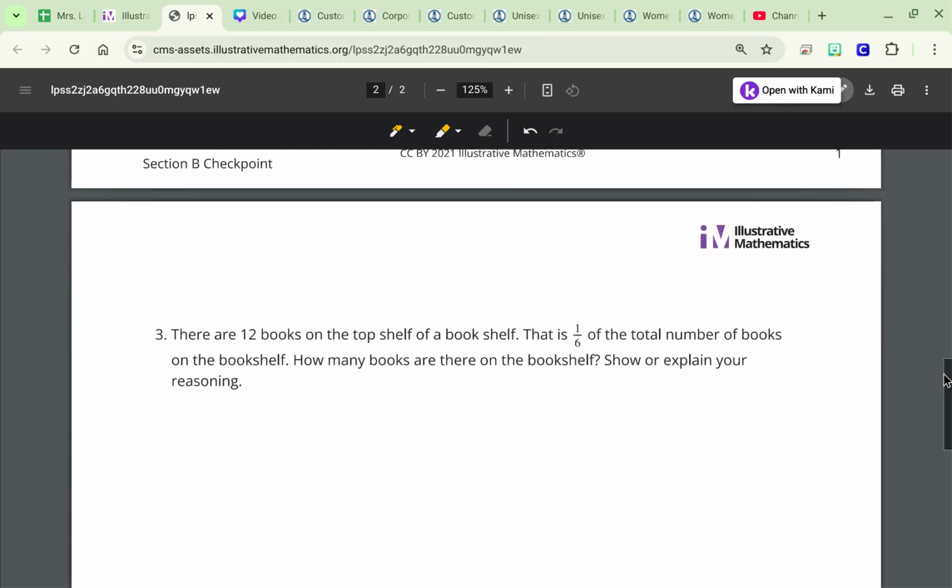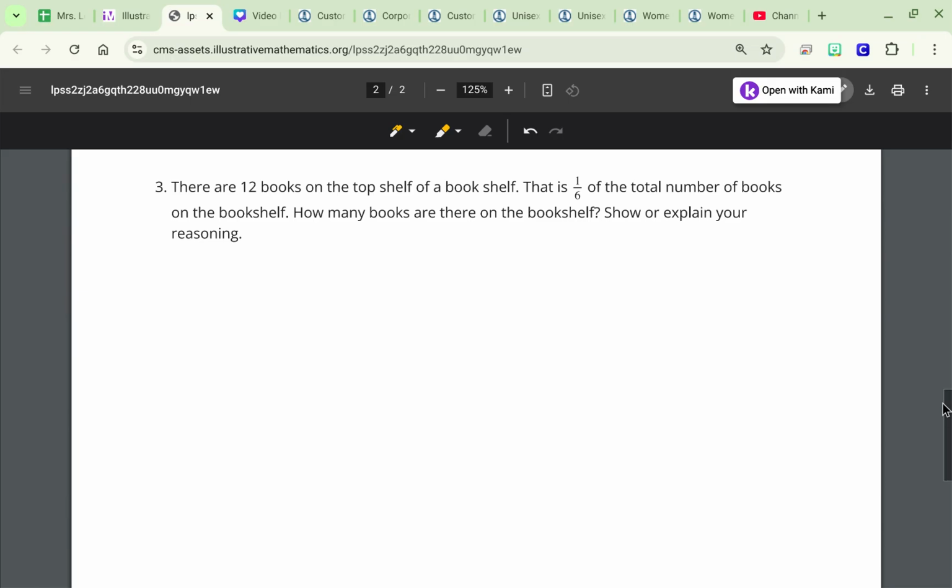Now let's go ahead down and we're going to think about number 3. Number 3 is a situation with books. We're going to use some mathematical reasoning in order to arrive at our answer. There are 12 books on the top shelf of a bookshelf. That is 1/6 of the total number of books on the bookshelf. How many books are there on the bookshelf? Show or explain your reasoning.